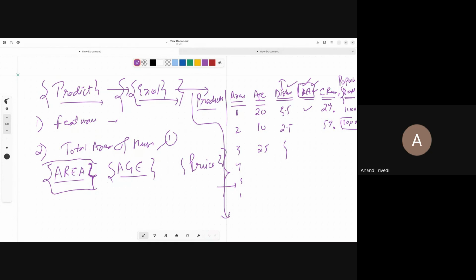So first we will start with a very simple one. Let me start with a very simple one and bring the Excel before you.